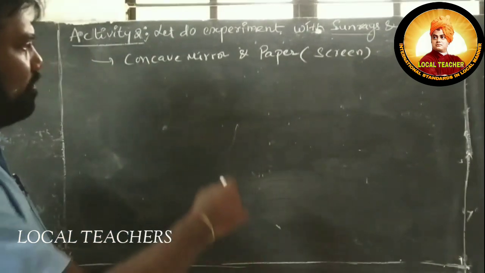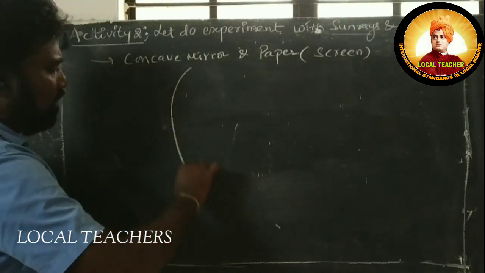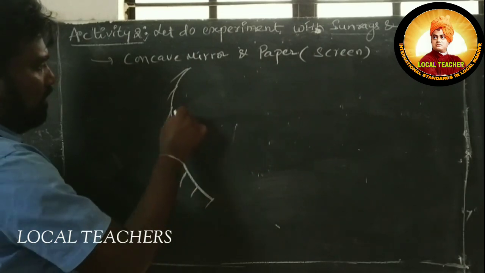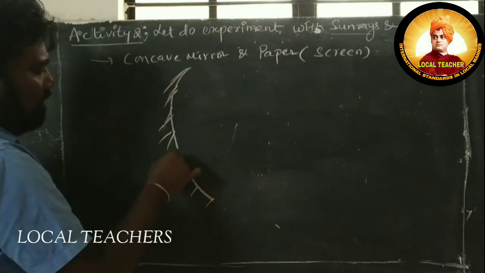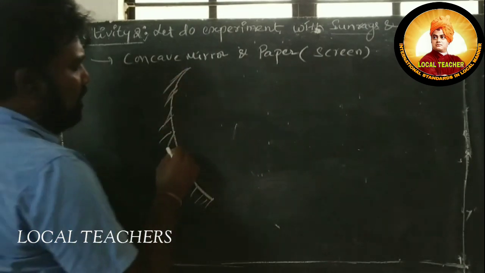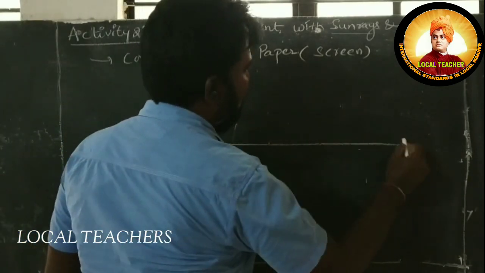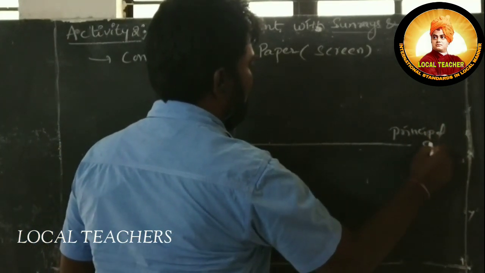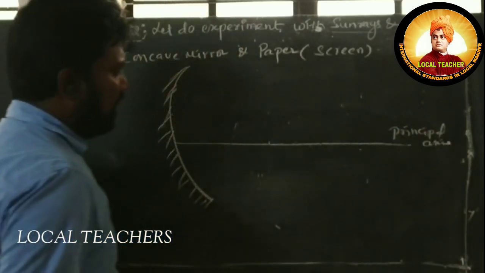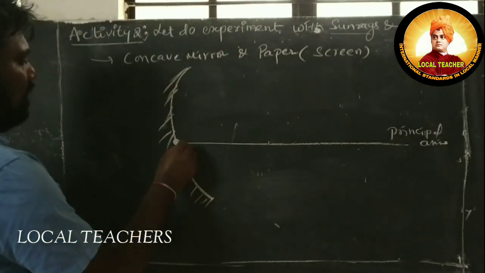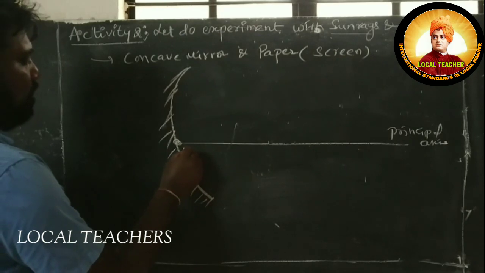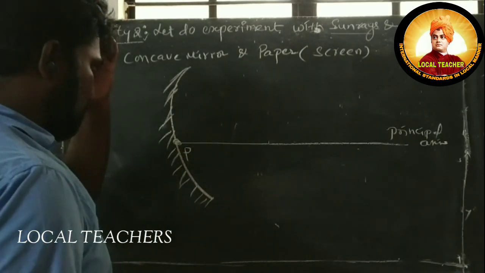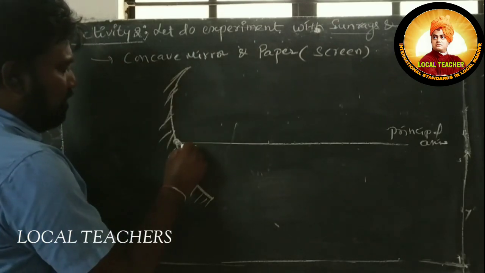See here. So consider this is a concave mirror. So inside its surface is smooth and outside its surface is rough. So you consider this is a principal axis. Okay, so you are identified here. This is the midpoint of the mirror, that is pole. It is denoted by P.